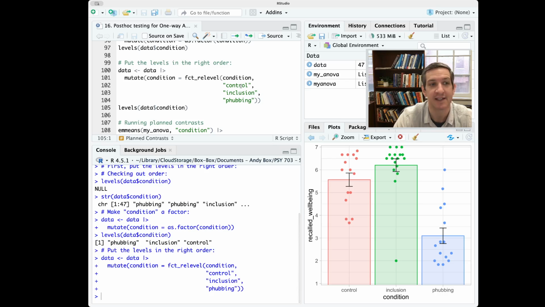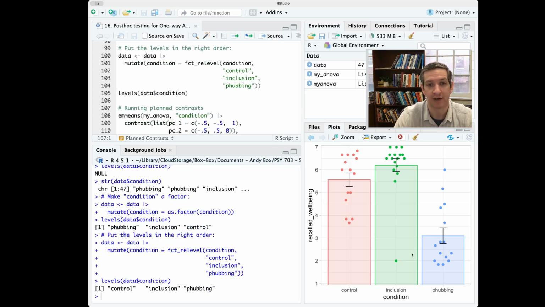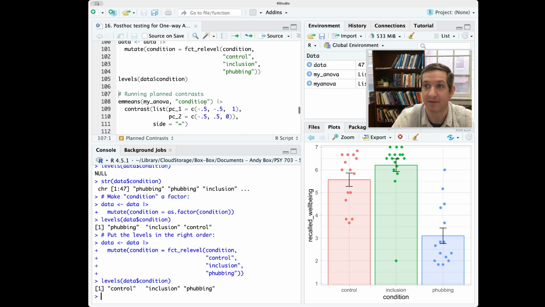So when we run this and check our levels again, we see we've got them in the order we want, conveniently corresponding to the order of our graph here. Control first, inclusion second, phubbing third. Okay, that was kind of tedious, but it was important groundwork. Now that we've done that, it's very straightforward to test our planned contrasts.